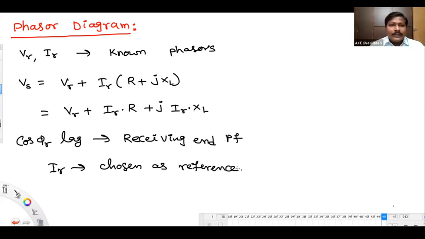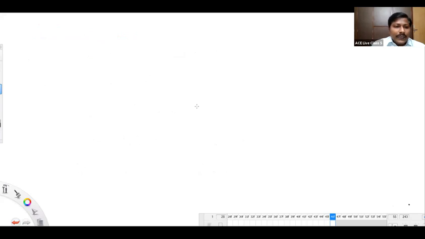Reference phasor. So let's start drawing the phasor diagram. First, I will show the IR phasor, then the VR phasor, then we will try to take up the VS phasor, and then the IS phasor. And we will make some comments on that, and we'll try to take up mod VS minus mod VR, from that we put into the voltage regulation equation. Okay? So just have a look in the next slide. First I am going to show the VR, IR phasor, with IR as reference, something like this. It's the receiving end current phasor IR.